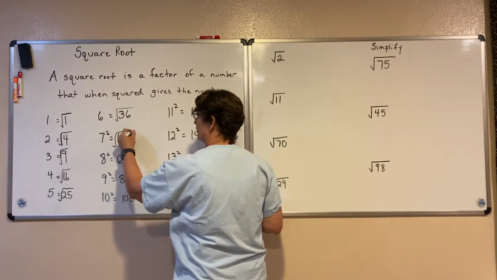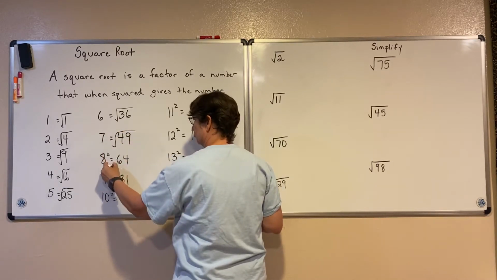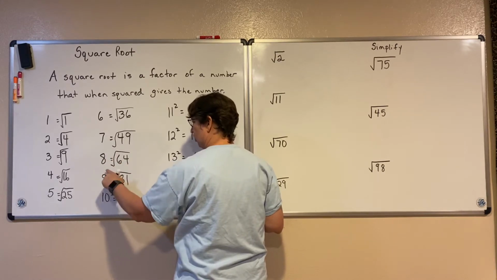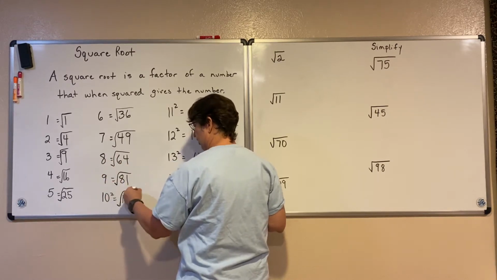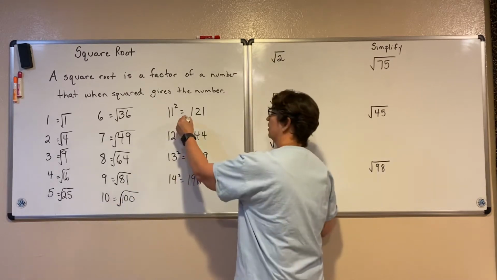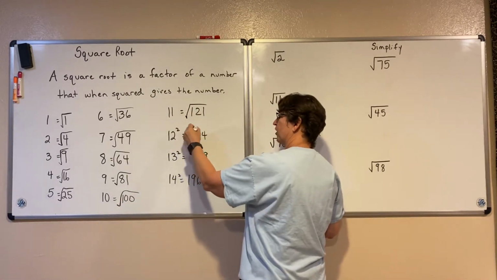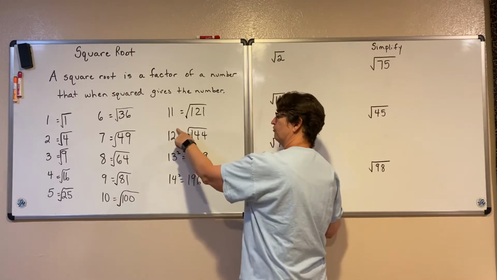The square root of 49 is 7. The square root of 64 is 8. The square root of 81 is 9. The square root of 100 is 10. The square root of 121 is 11. The square root of 144 is 12.